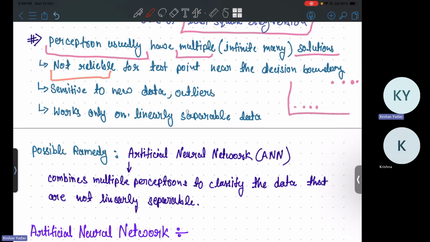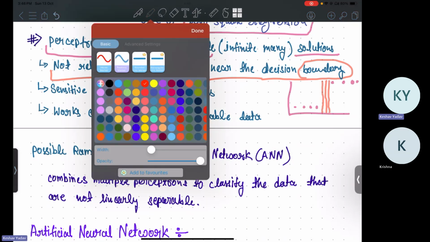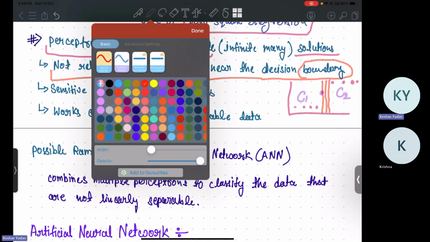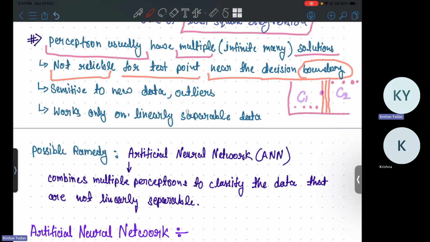Second thing, it is not reliable for test points near the decision boundary. This can also be a boundary, this can also be a boundary, this can also be a boundary. So if we have unseen data that is close to the boundary, for some solution it may fall under the C1 class or C1 category, and for some other solution it may fall under the C2 category. So that's why it is not reliable close to the boundary.